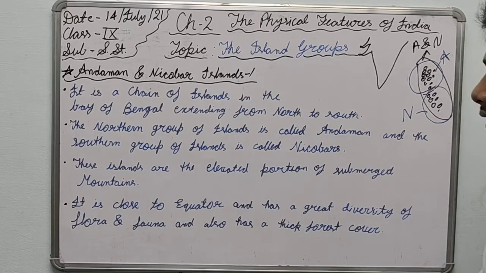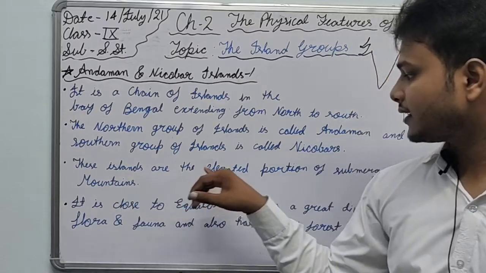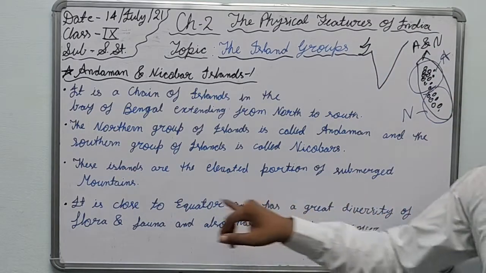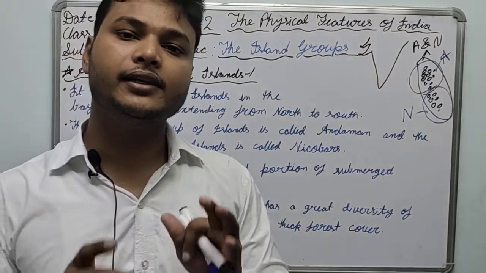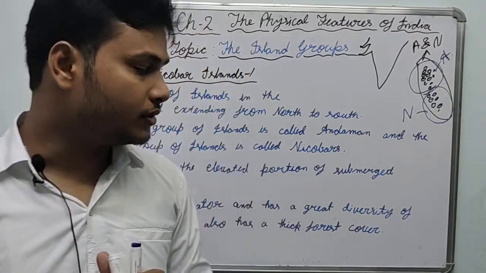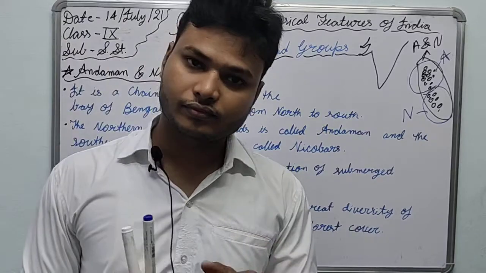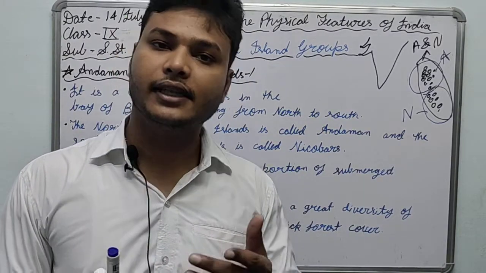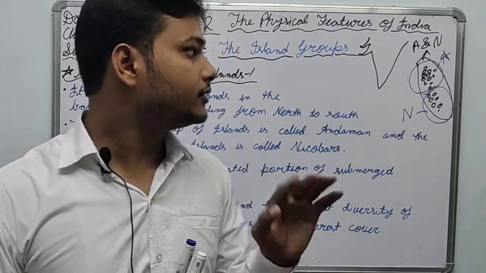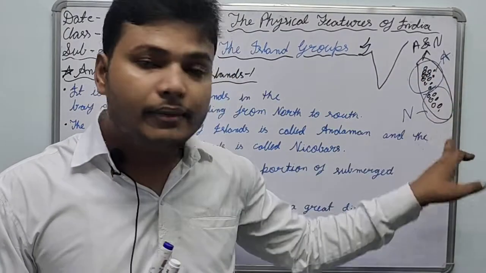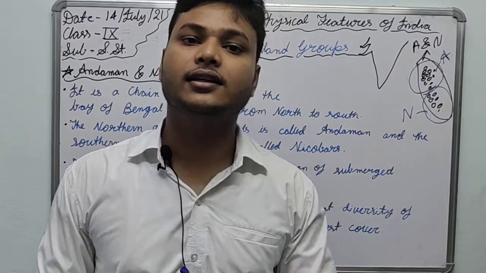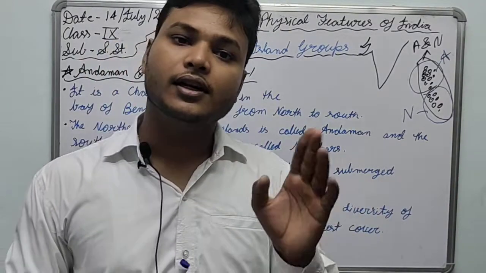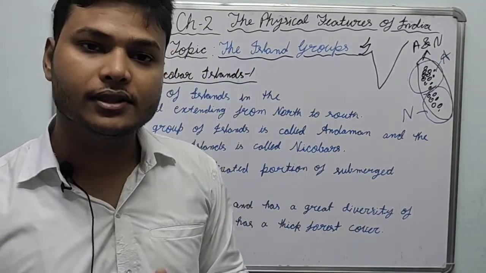Okay, after that, these islands are the elevated portion of submerged mountains. It is a very important point. Like Lakshadweep was made by the skeletons of marine animals, that means we can say it is made by corals. Same as these are not made by any coral. These islands, it is believed, are the top portion of the mountains which were submerged in the past.